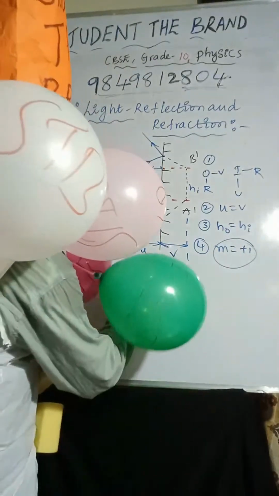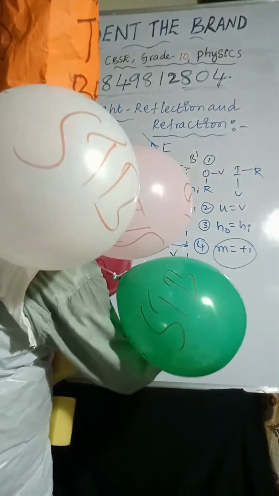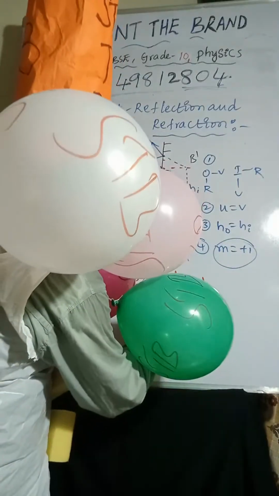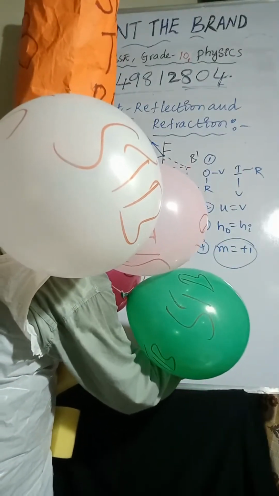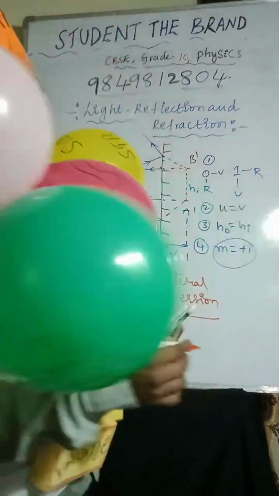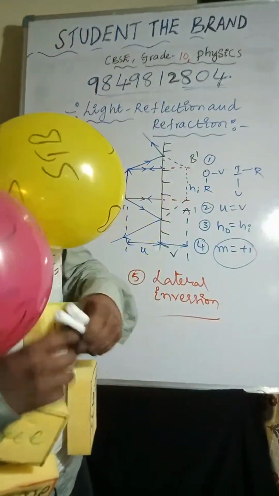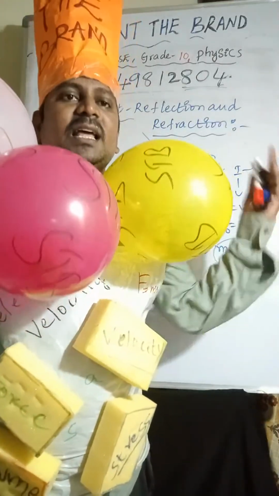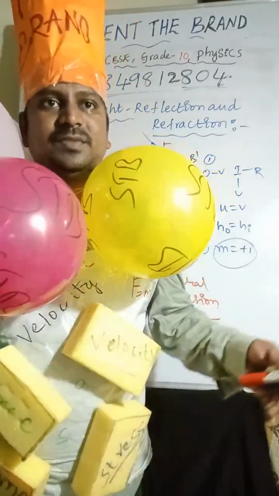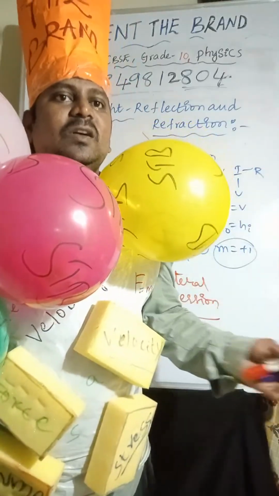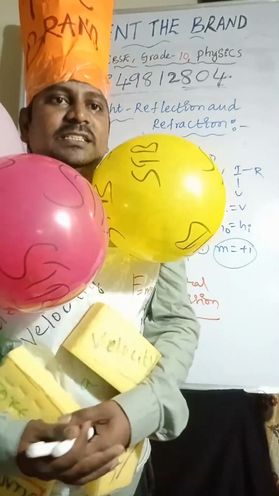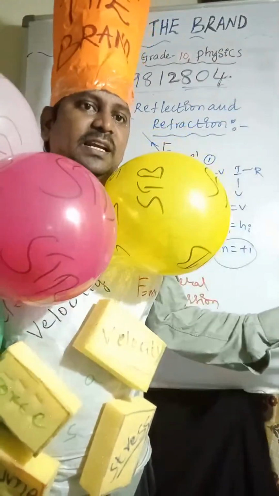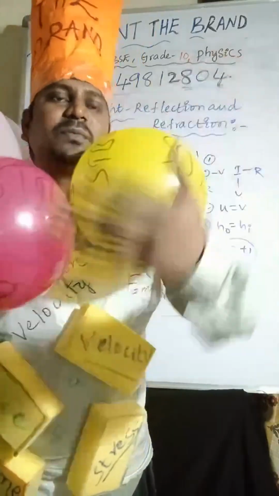The fifth one: it also shows lateral inversion. Lateral inversion is the phenomenon in which the right side of the object appears to be the left side of the image, and the left side of the object appears to be the right side of the image. That mirror image is called lateral inversion.